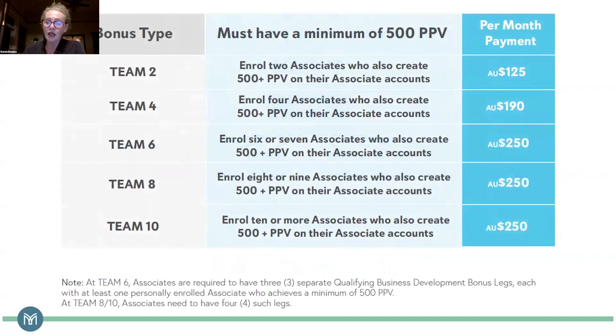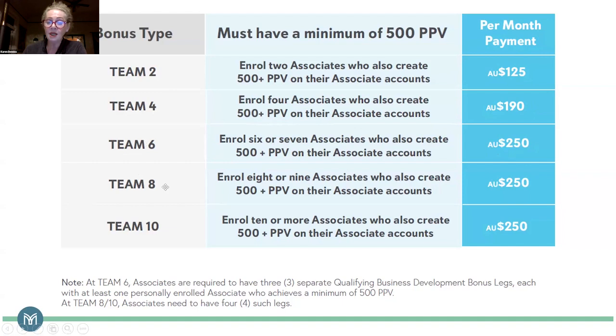So the major thing to understand, to earn this bonus, you personally must have 500 PPV yourself on zero level. So Team 2, enroll 2 associates who also create 500 plus PPV, and you earn $125. Team 4, once you have 4 associates who also create this, you earn another $190. So that's it. You get $315 with those 2 combined. Once you go to Team 6, you must have 6 or 7 associates who also create this. You now get an extra $250.